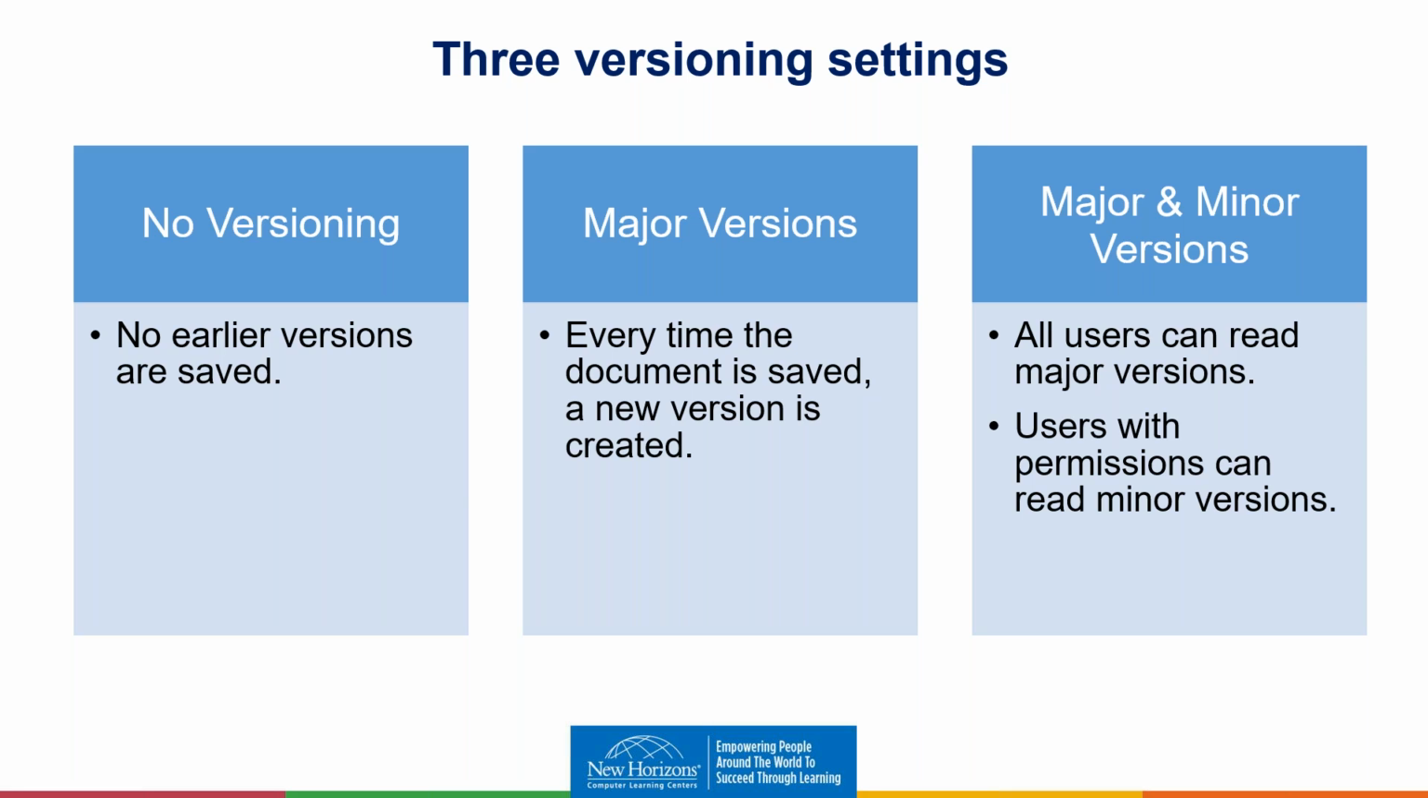With major and minor versions, users can read all major versions, but only users with permission can read minor versions. This might be, for example, if you were creating inside a department a document you later wanted the whole staff to read, only people within, say, the HR department might be able to read all these minor versions, and then when a major version is saved, everyone will be able to see the results.